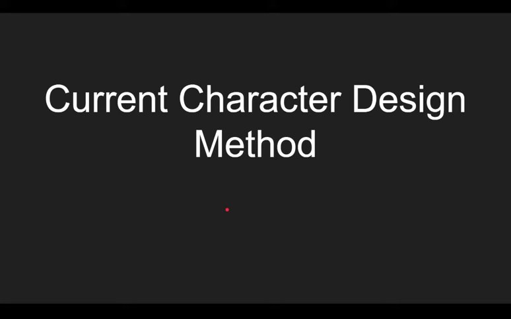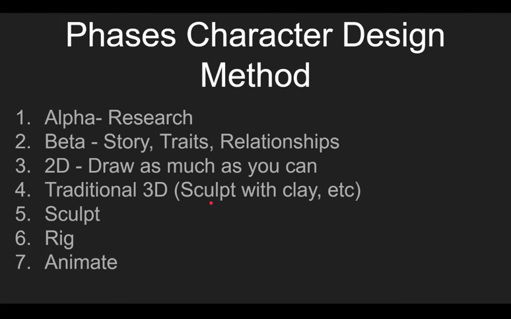This is the current character design method I'm using, and I'm sharing it with you, but you can use any method you want that fits your needs, your ideas, and your creativity. So the first is the research. Then you work on the story, the traits, the relationships. Next, you can draw with pencil and paper, with colors, and you can do digital animations also. Then you can do traditional 3D sculpting, for example, with clay or with any material you want. Then the 3D actual sculpt, the digital sculpt, then the rigging, and then the animation.